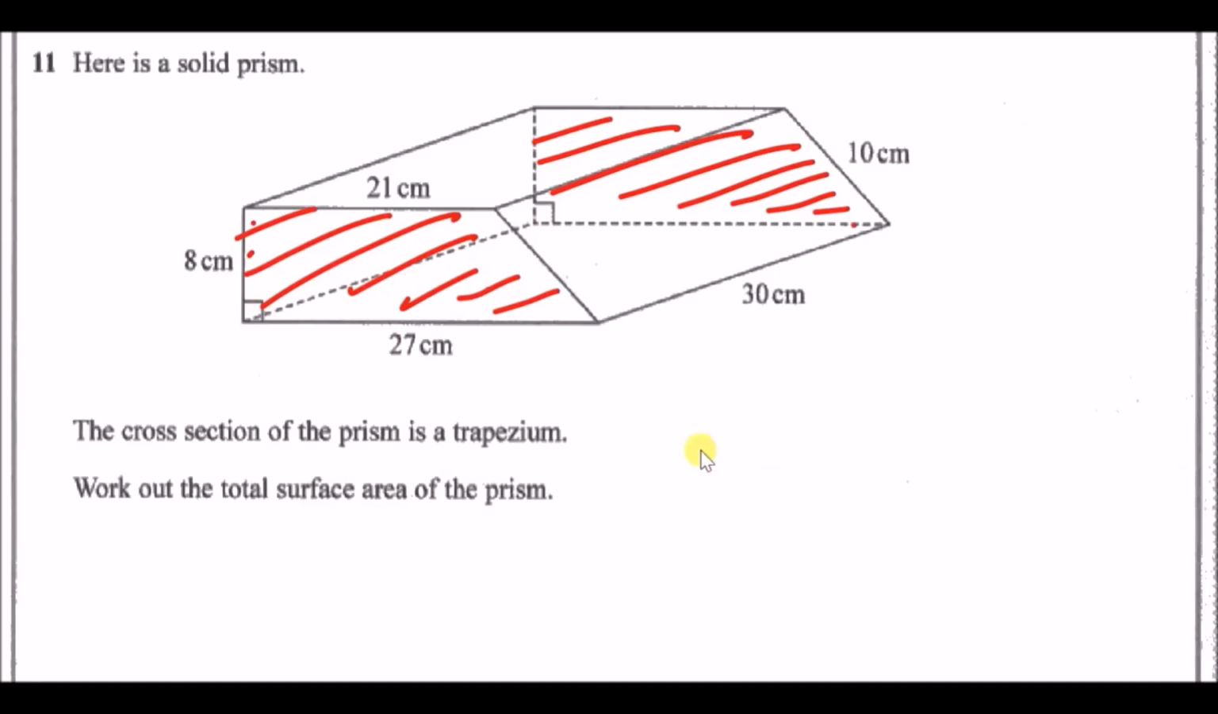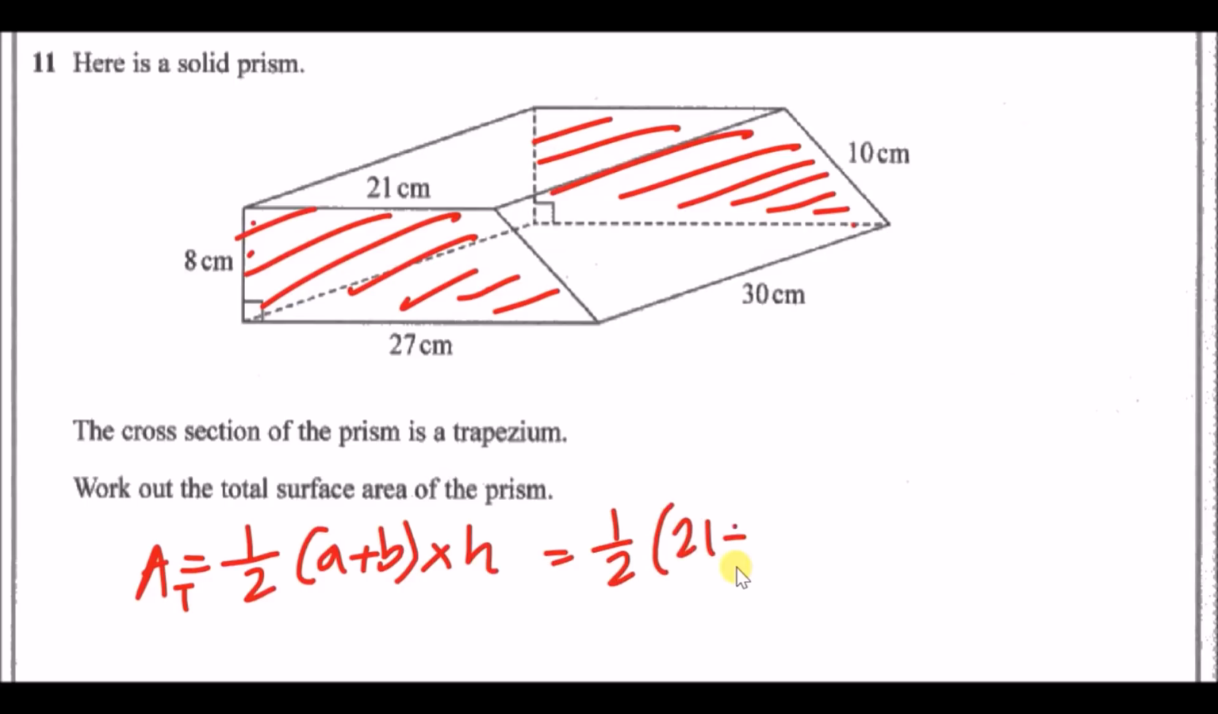Now the area of the trapezium is given in the front of the book, and the formula is something like half A plus B times the vertical height. So this is the area of the trapezium. Now A plus B is simply the 2 parallel lengths, like 21 and 27. So to work out this first, the formula is literally going to be half 21 plus 27 times the vertical height, which is 8.